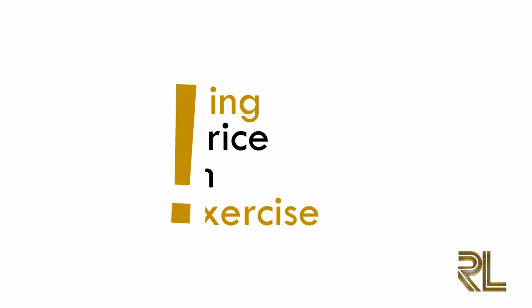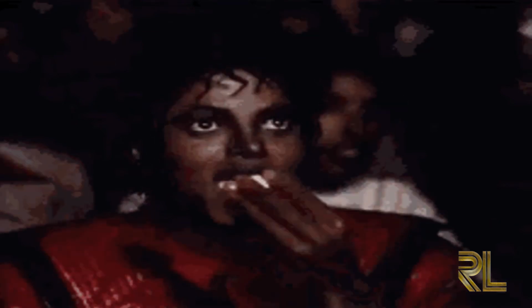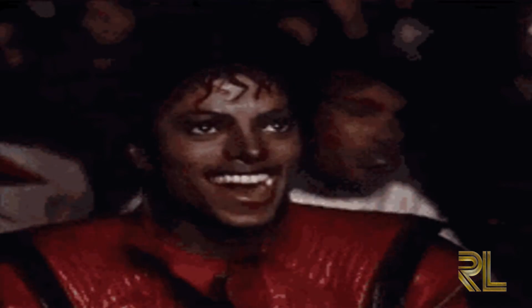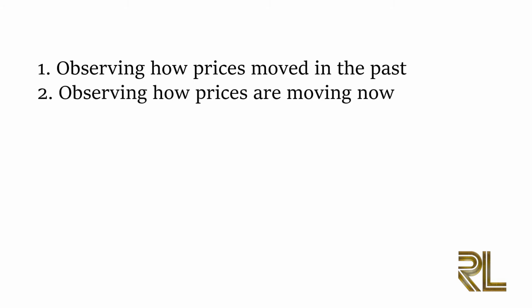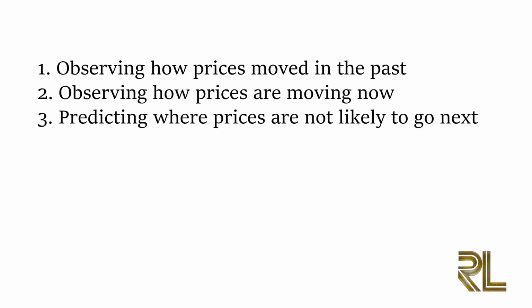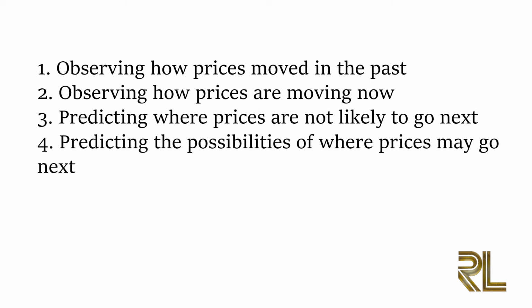If you have watched all of our videos, you've pretty much learned the steps of how to understand price action. The 4 steps of reading price action are as follows. 1. Observing how prices moved in the past. 2. Observing how prices are moving now. 3. Predicting where prices are not likely to go next. 4. Predicting the possibilities of where prices may go next.